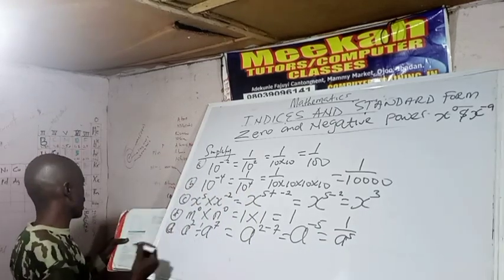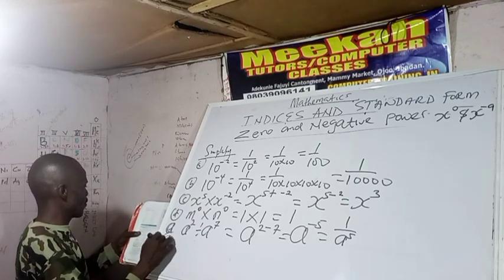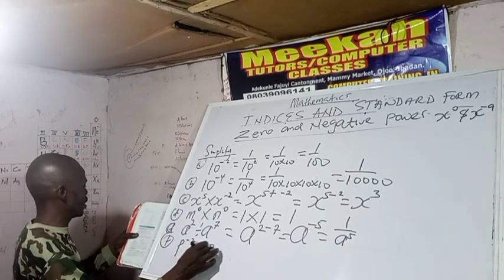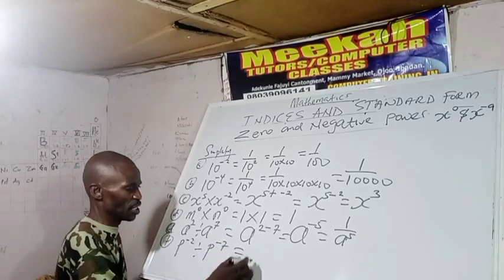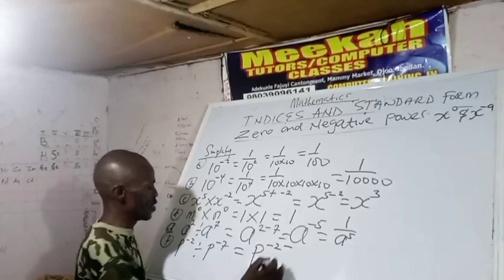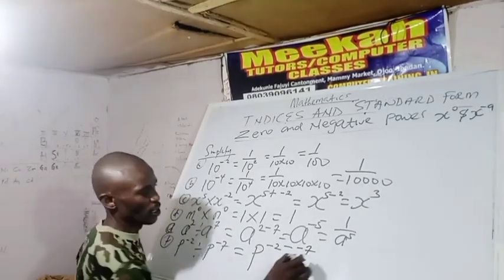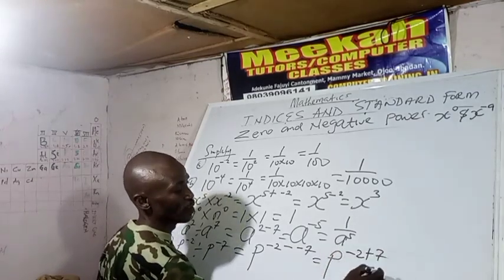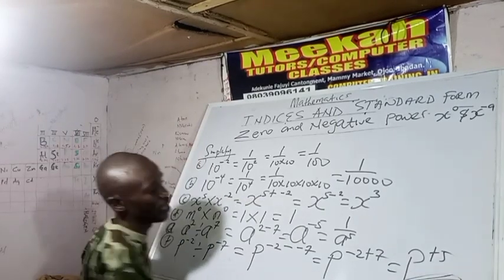Now let's add this one. What if you have p raised to power minus 2 divided by p raised to power minus 7? Watch out. They become p raised to power minus 2, division becomes minus 7. Minus times minus will give me plus. So this becomes p raised to power minus 2 plus 7. That becomes p raised to power plus 5.